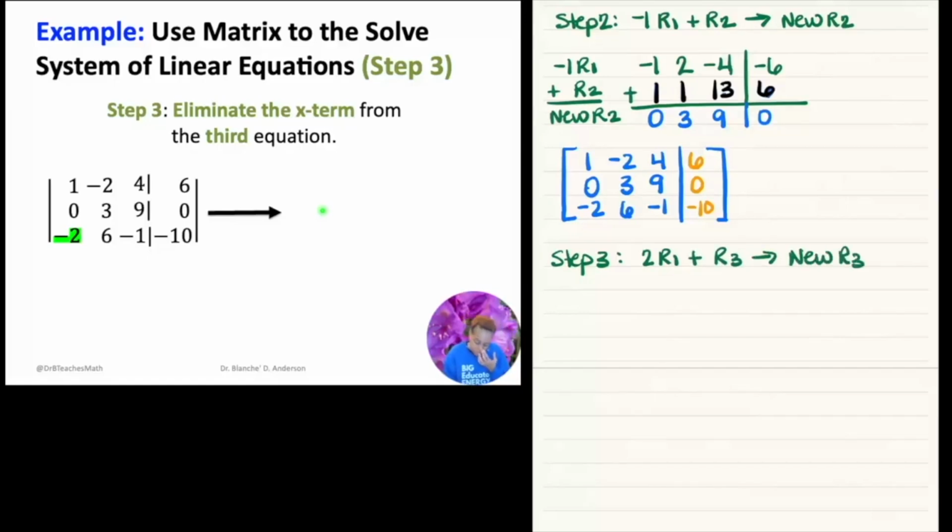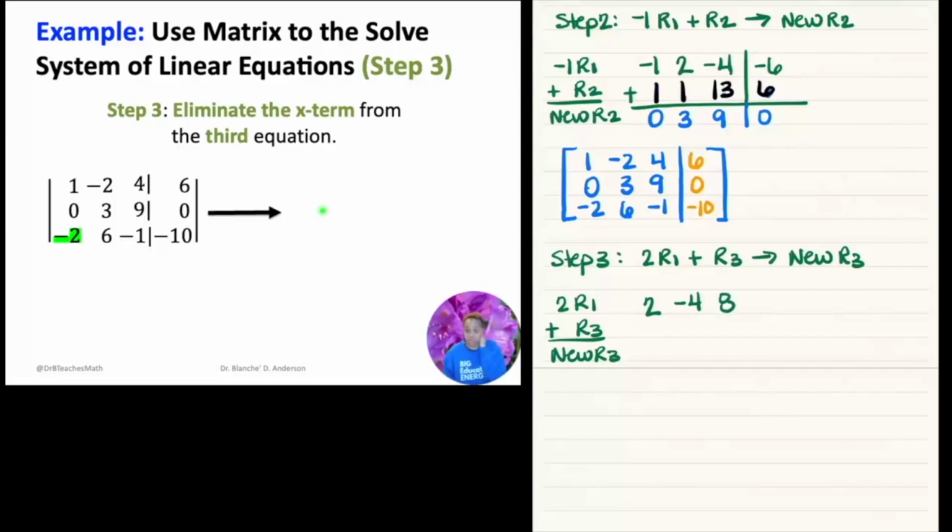Negative 2 times this row, so I can add it to this row to get a new version of that row, because if I can make that a 2, 2 plus the negative 2 will be 0, and that's what we want. Okay, so let's do that. 2 times row 1, add it to row 3 to get my new row 3. So 2 times row 1 right here. 2 times 1 is going to be 2. 2 times negative 2 is going to be negative 4. 2 times 4 is going to be 8.